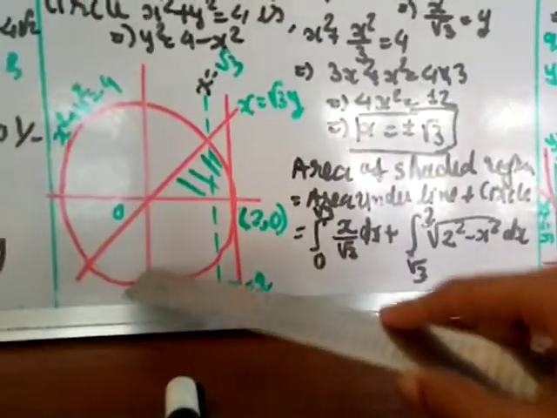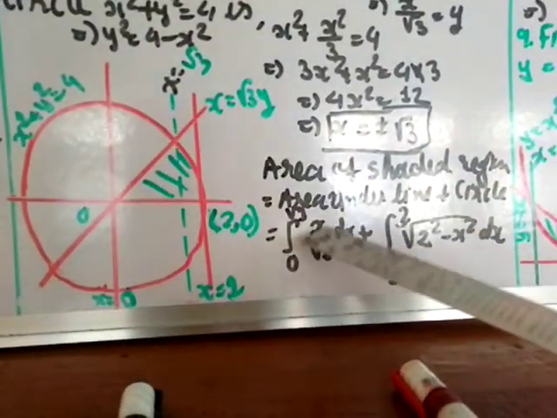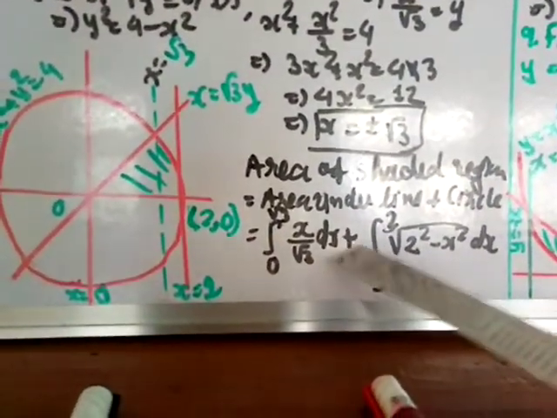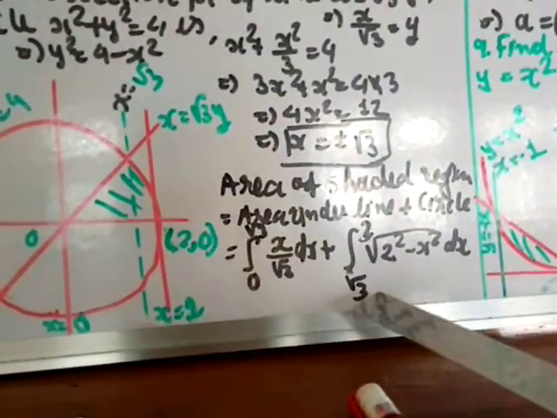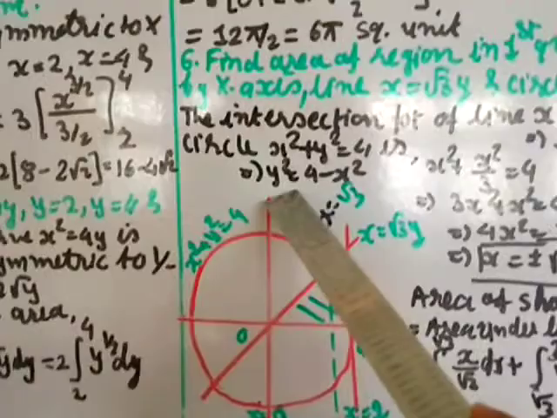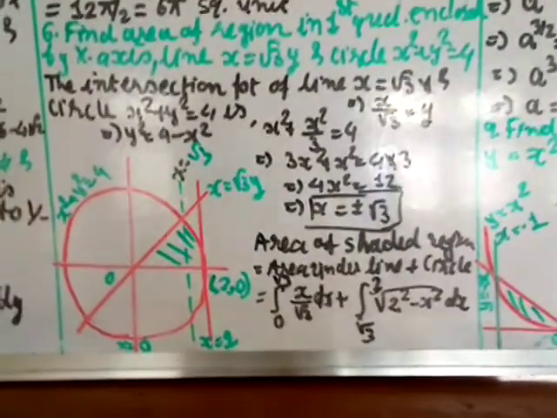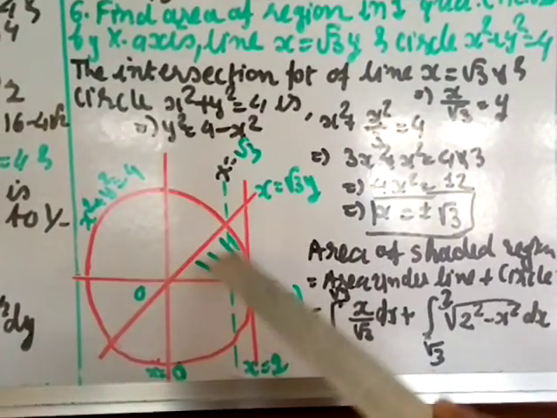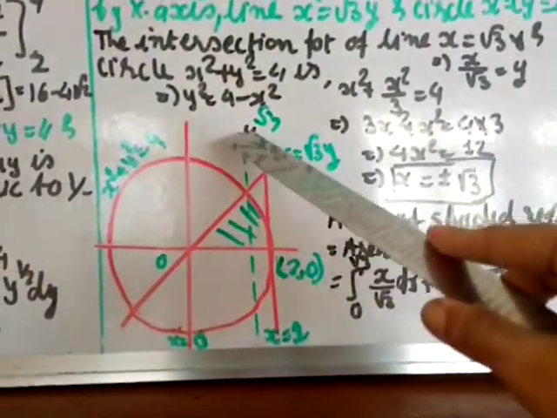So the integral from 0 to root 3, and this is only for the line, so instead of y it is x by root 3 dx, plus for the circle, from root 3 to 2, this much part, and for the circle you put y square is equal to 4 minus x square, so the square root of 4, that is 2 square minus x square, dx. I hope you understand that part. Just adding this part plus this part, but when you take this part you are taking the line, and in this part you are taking the equation of the circle, and the limit is from 0 to root 3, and from root 3 to 2.